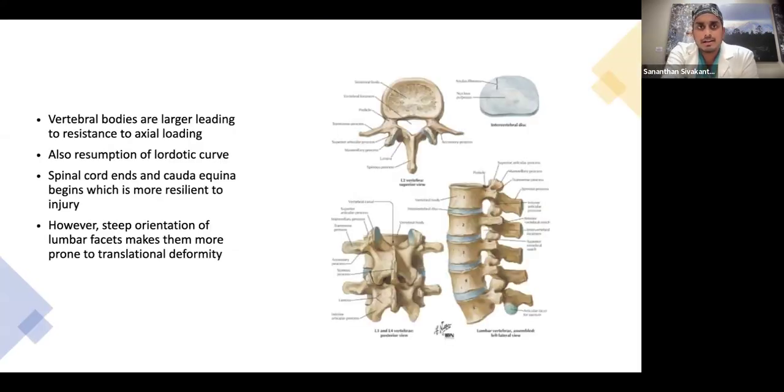Down in the lumbar spine, the vertebral bodies are significantly larger, leading to resistance to axial loading. There's also a resumption of a lordotic curve. However, in addition, the spinal cord ends and the cauda equina begins, which means it's more resistant to neurologic injury. But again, the orientation of the facets makes them more prone to translational deformity.